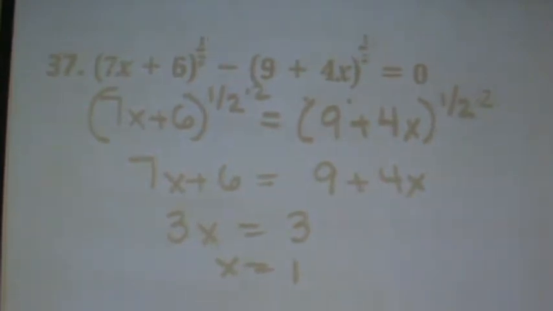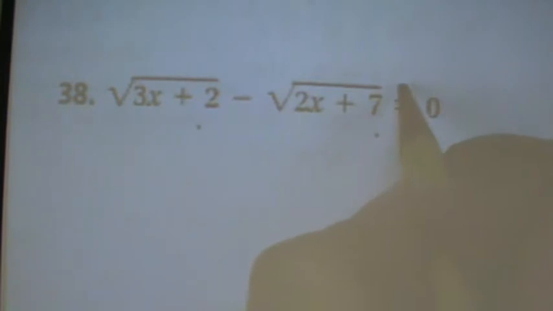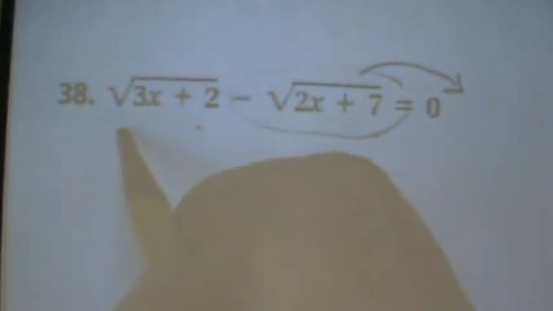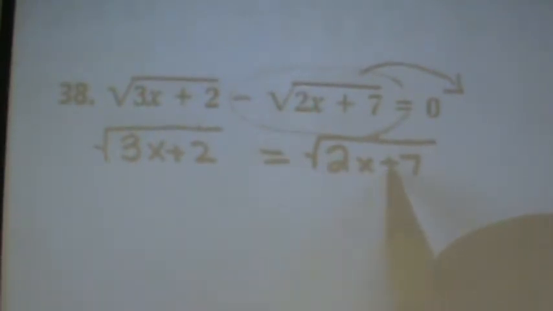What do you think you do on 38? You're gonna move the square root of 2x plus 7 to the other side. Which one makes sense to move? One of them's gotta go. The negative one, this one that has a negative in front of it. I would bring this whole thing over to the other side. So your problem should read, square root of 3x plus 2 equals, now it's gonna be a positive, square root of 2x plus 7. Do not change this sign. I've seen some people make that a negative.